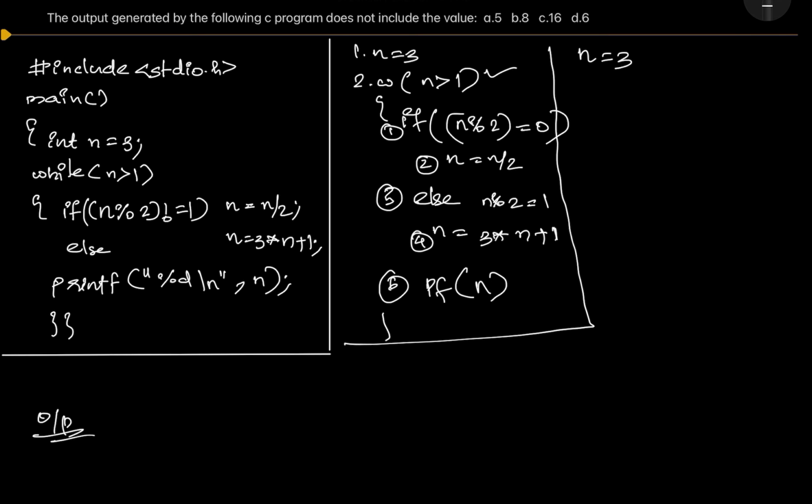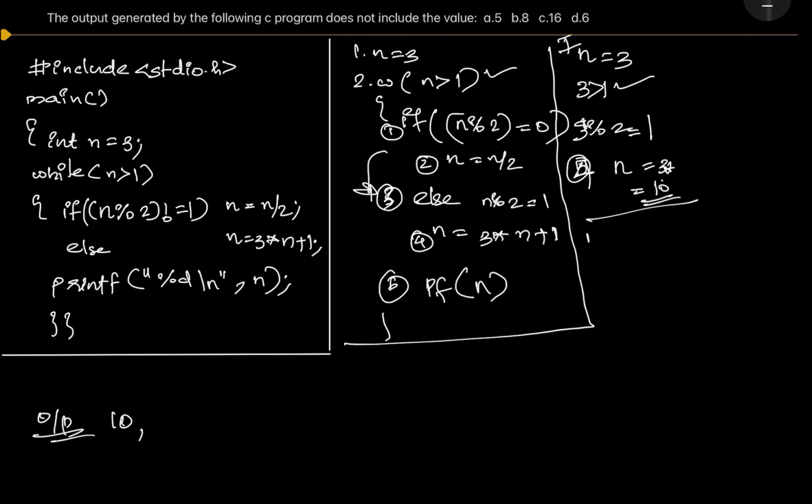N is equal to 3. In the first iteration, n is 3, and we check that 3 is greater than 1, right? Then n mod 2, that is 3 mod 2, is 1 or 0? It's 1, obviously, because it's an odd number. Then it goes to the else condition, and n will be 3 star n plus 1. So 3 into 3 is 9, plus 1, that is 10. The first output is 10.